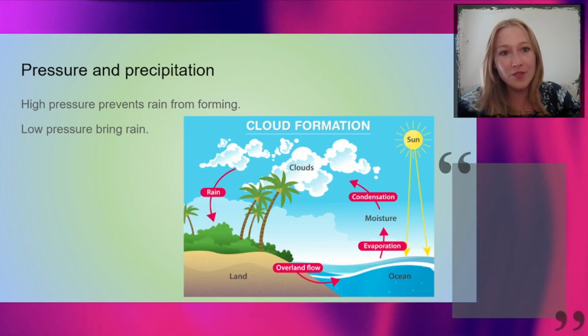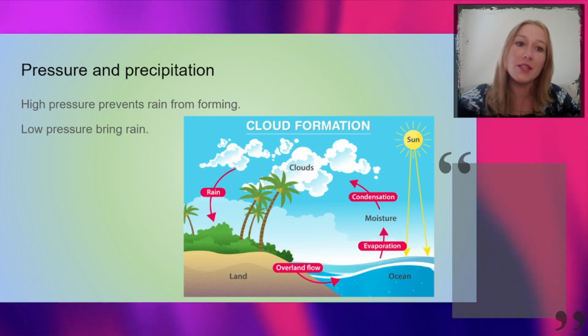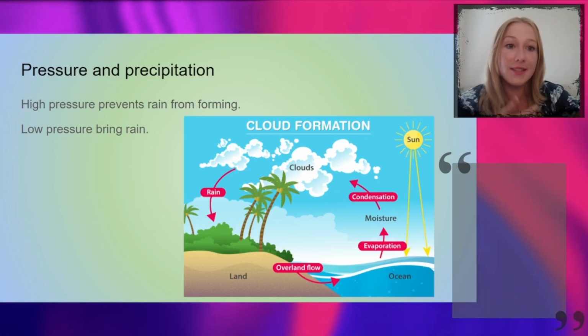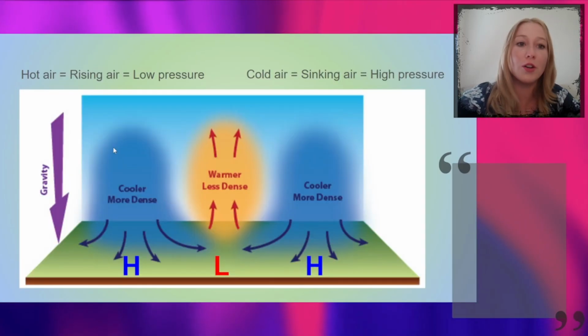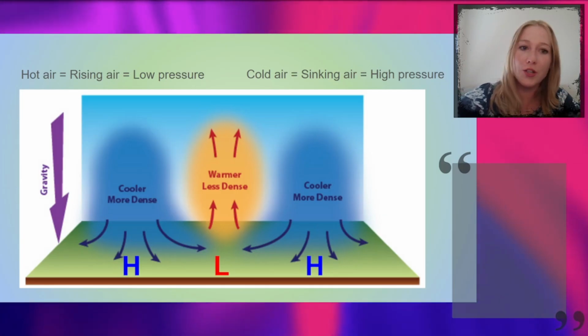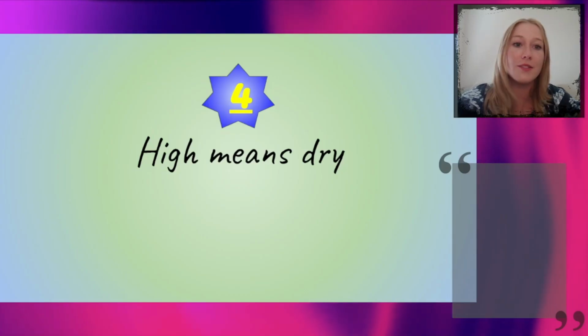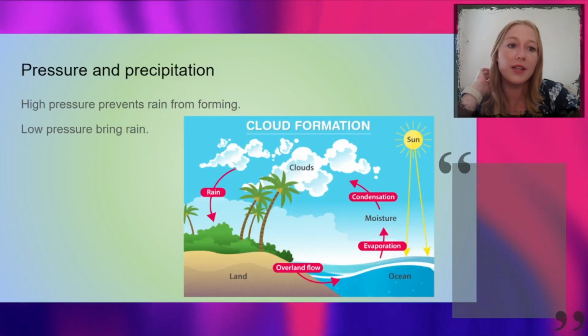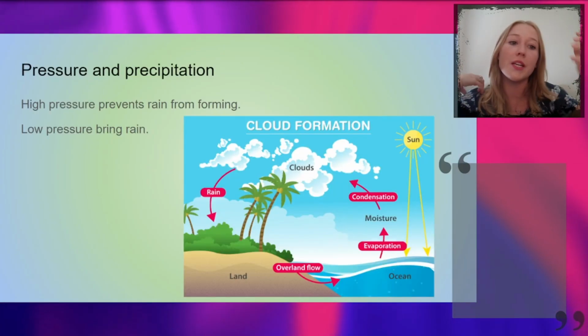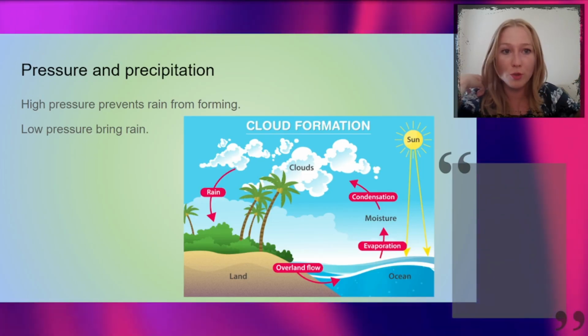Okay, so what that means for high pressure is the opposite. If there's a high pressure, there's air sinking. So the air is blocked from rising and it can't condense and it can't form clouds, which means that high is dry. So wherever you see a high pressure system, it will prevent precipitation or rain from falling.